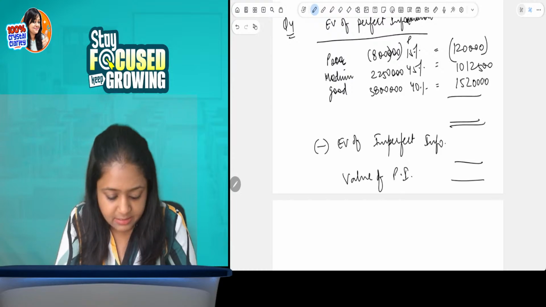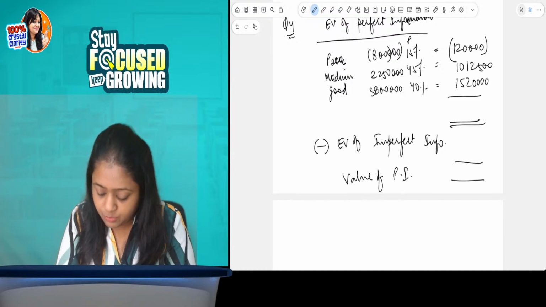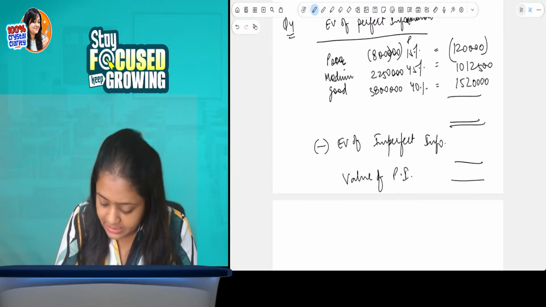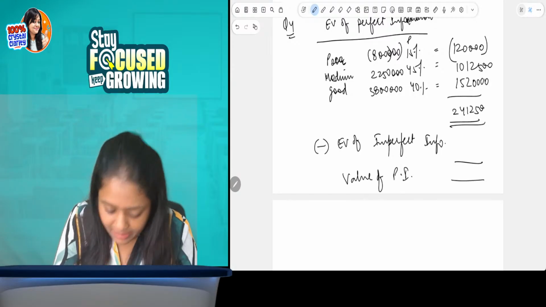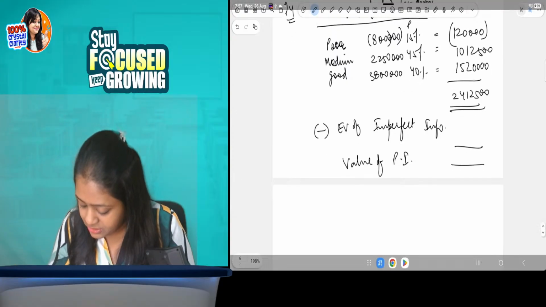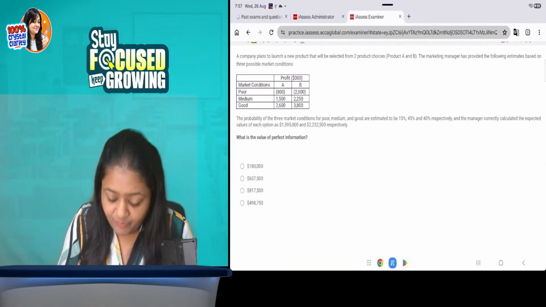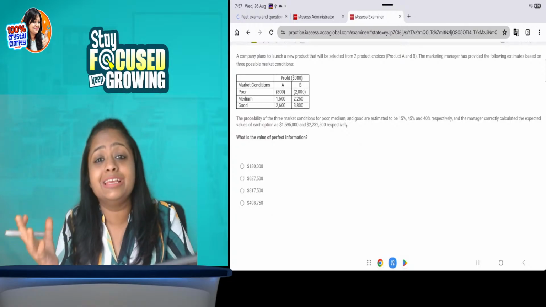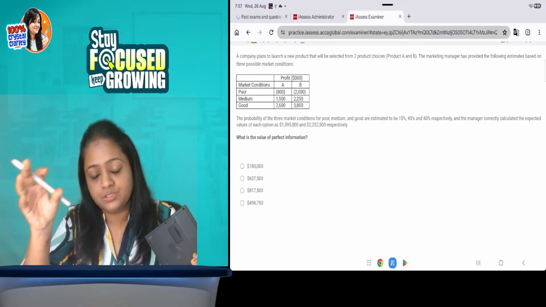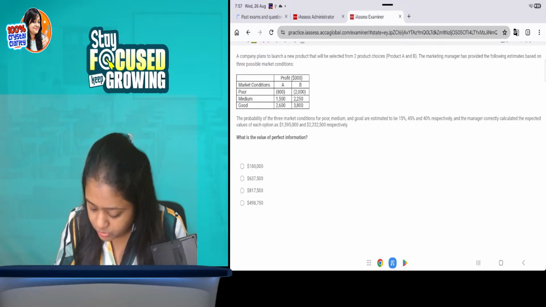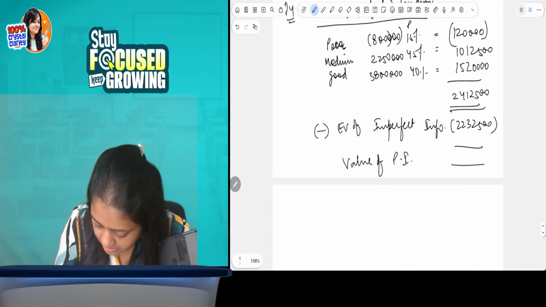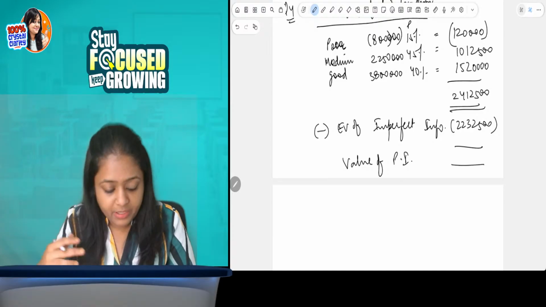Now please write the answer here. So you add it, this plus 1,012,500 less 120,000. I get here 2,412,500. Right? Now what is the value with imperfect information? Let's look at the question and just find it. So the value with imperfect information, I will take the highest of the two, right? That is how we take, either we take product A or we go with product B. So highest of the two, which is here 2,232,500.